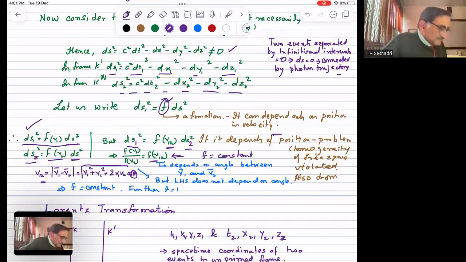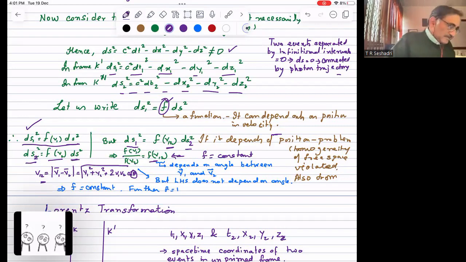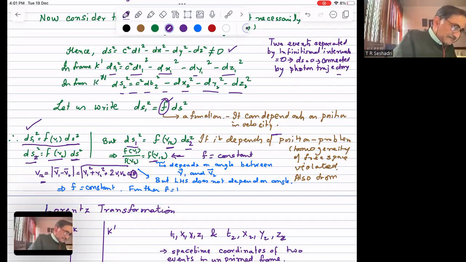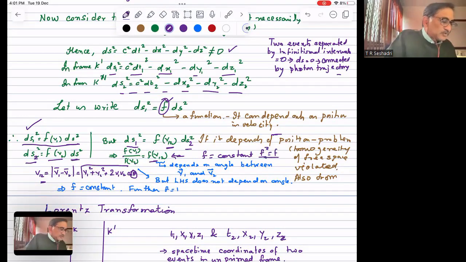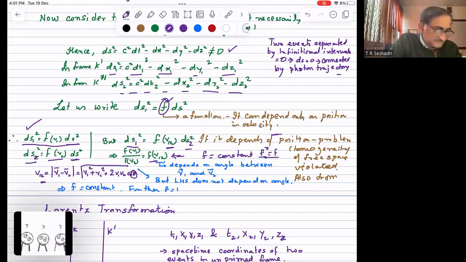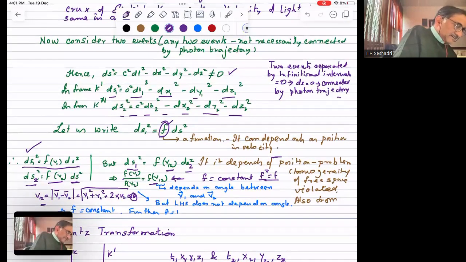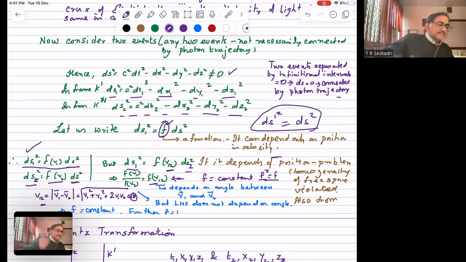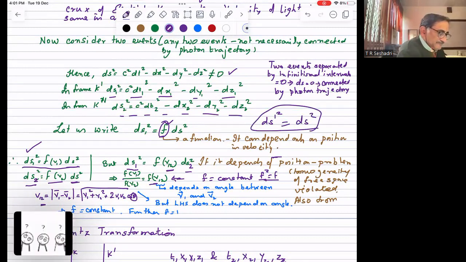Is this clear? Now, if f is a constant, we then have f square equal to f, which means I have to have f equal to 1. Which means that f is equal to 1. It means ds in 1 prime equals ds in any other prime, whether or not it is connected by a photon trajectory. Do you understand this?